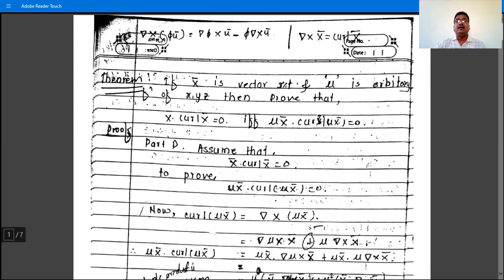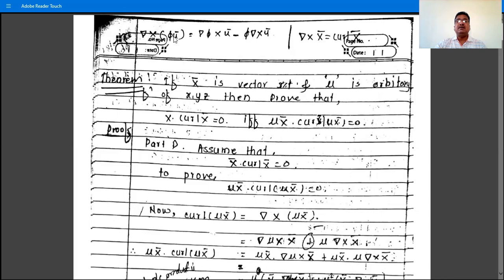Phi into u bar. Phi is a function of x, y, z, suppose, and u bar is a vector function of x, y, z. Then what is del cross phi u bar? It is del phi cross u bar minus phi del cross u bar. So this is the rule or theorem. Actually, it is of the type of the product derivative: u derivative of v plus, in the place of plus there is minus, v derivative of u. That is, if there is d notation, then the derivative of phi into u bar is derivative of phi into u bar and phi into derivative of u bar, like that.